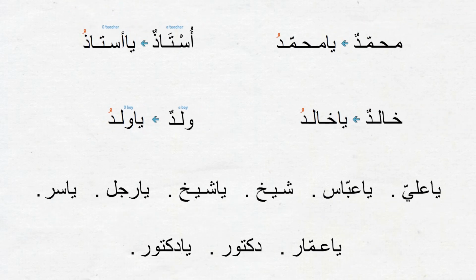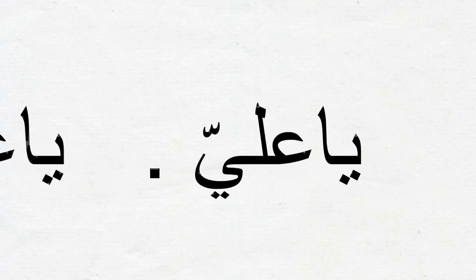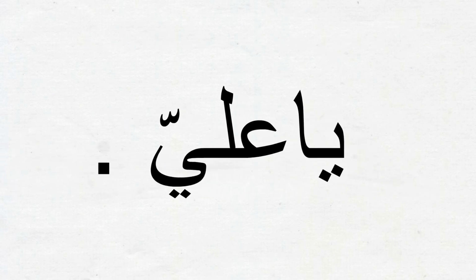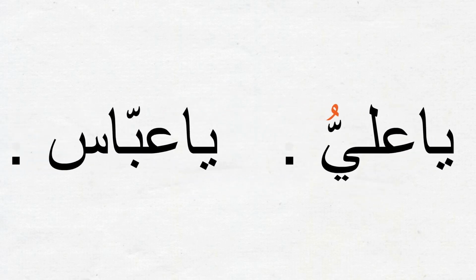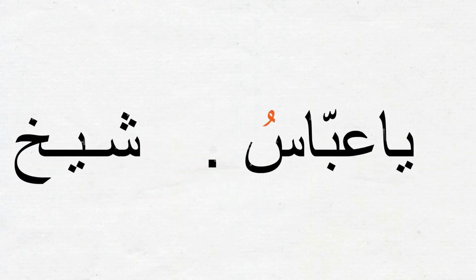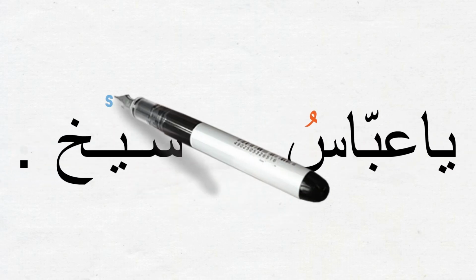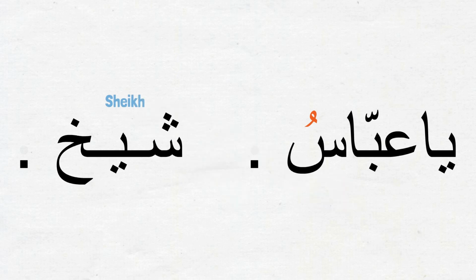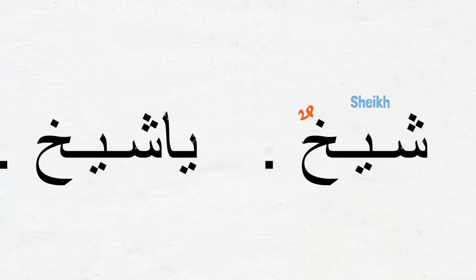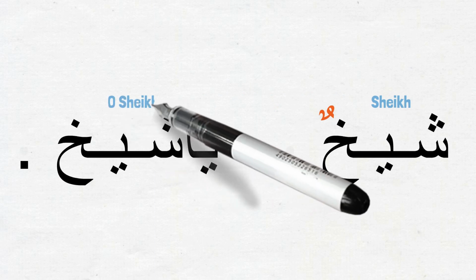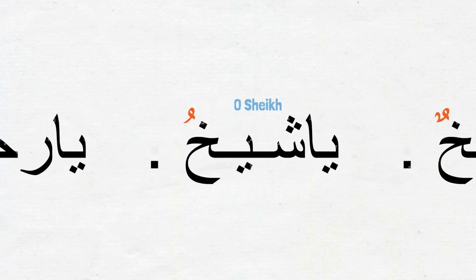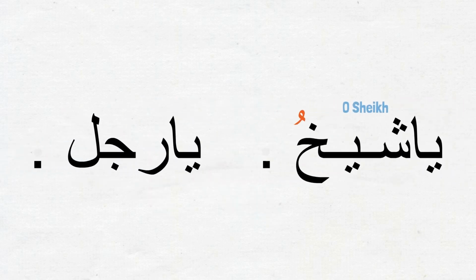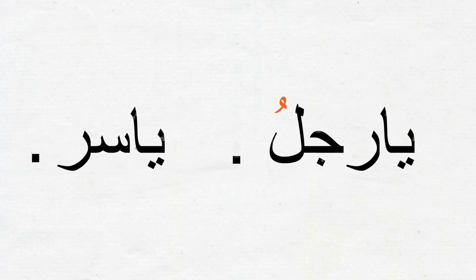Now let's practice reading the examples given at the bottom of page 30. I will give you a few seconds. You try it first, and then I'll read it for you. Ya Aliyu. Ya Abbasu. This one doesn't have ya before it, so we read it with tanween as shaykhun. And the next one is impacted by HARFU-NNIDAA, so the tanween at the end goes away. Ya shaykhu. Ya rajulu.